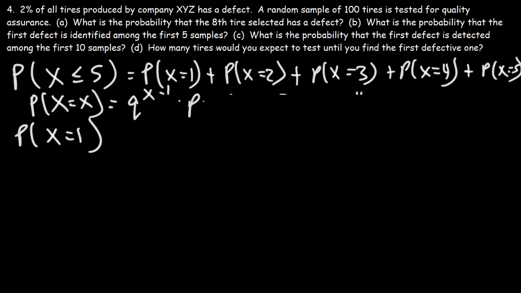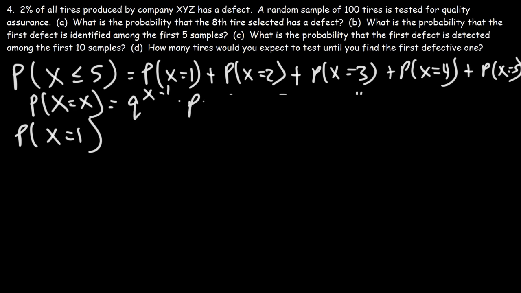So what is the probability that x is less than or equal to 14? What's the formula that we could use for this one? It's P(x is less than or equal to little x), and that's equal to 1 minus q to the x. So this is going to be 1 minus q, which is 0.98, raised to the 14th power. And so that's going to be 0.24636.